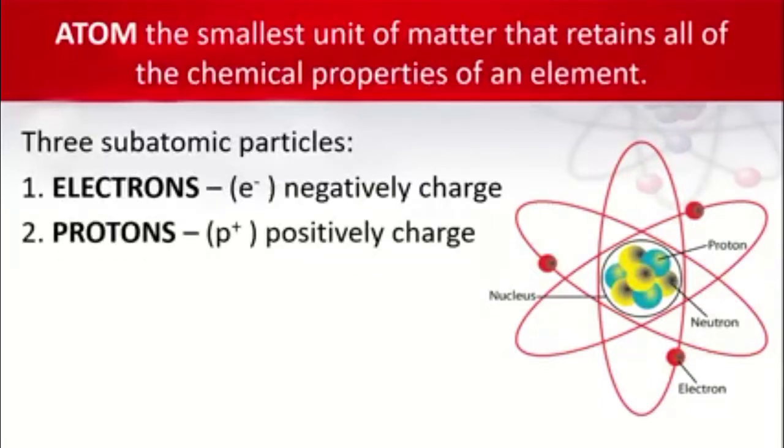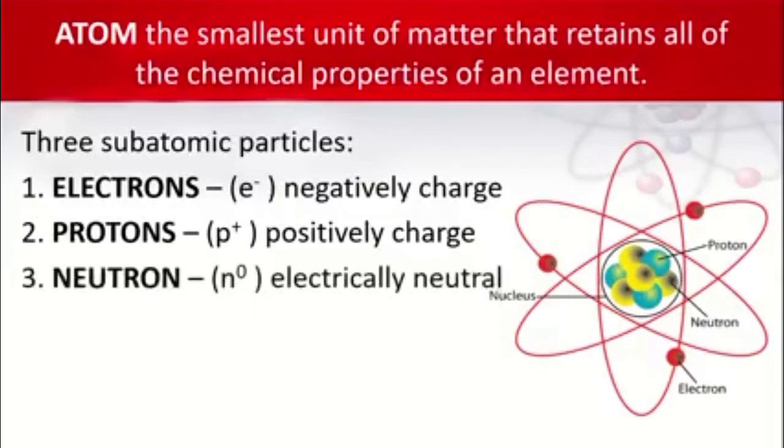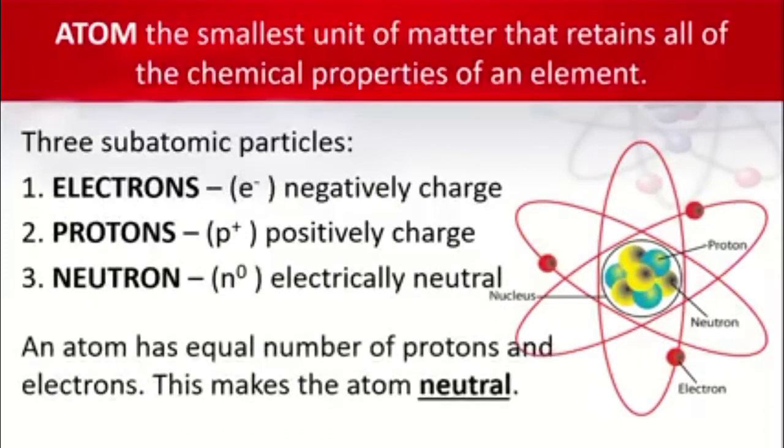Next we have the protons. This is the positively charged particle. And the neutrons, which is electrically neutral. An atom has equal number of protons and electrons. This makes the atom neutral.